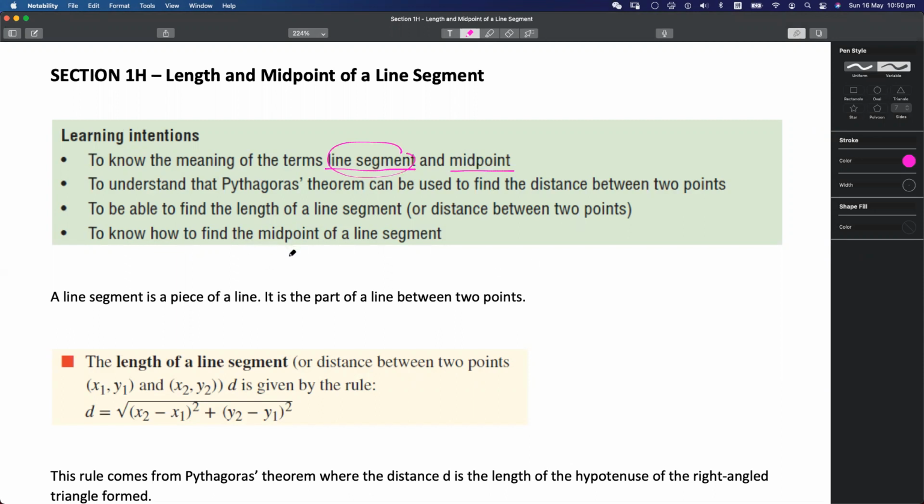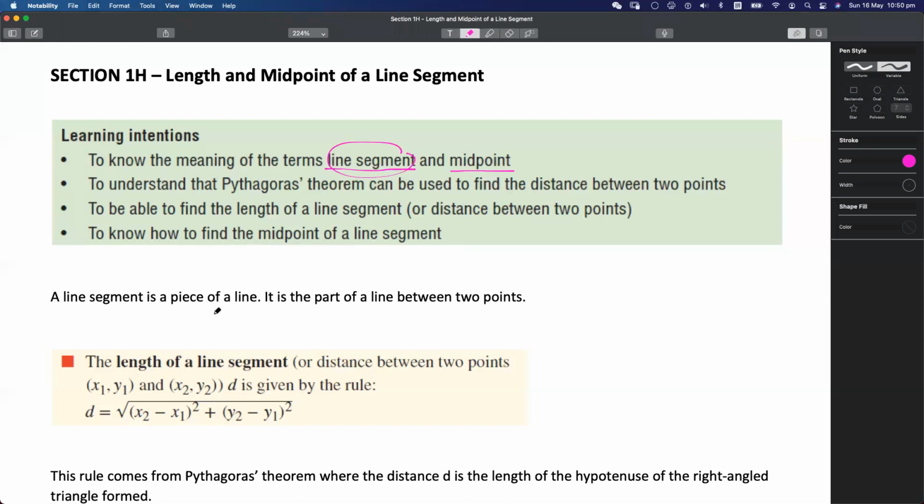Second, to understand that Pythagoras' theorem can be used to find the distance between 2 points. Third, to be able to find the length of a line segment or distance between 2 points. Lastly, to know how to find the midpoint of a line segment.